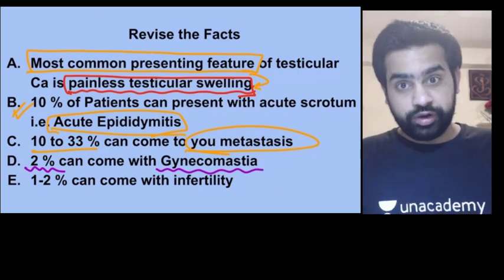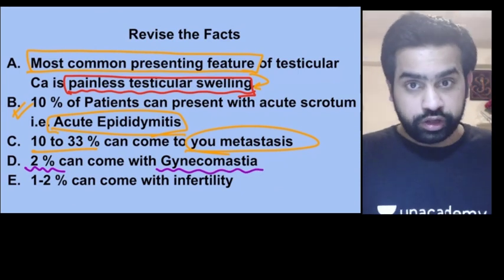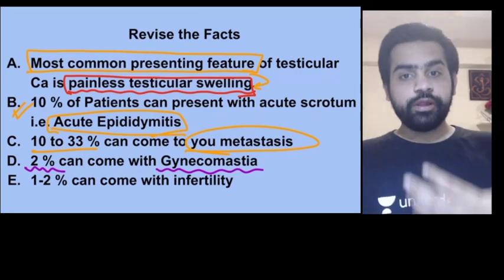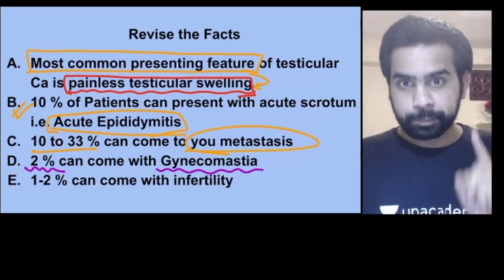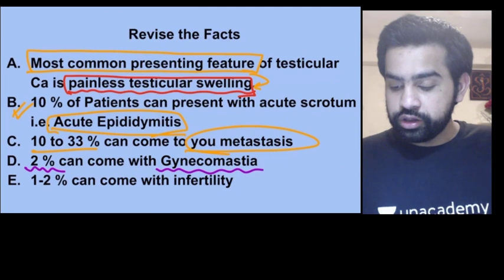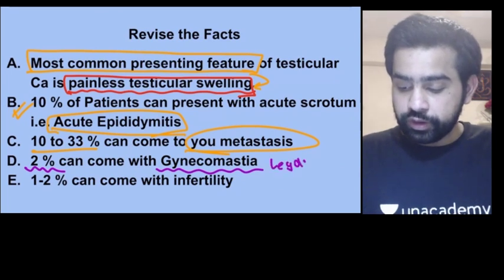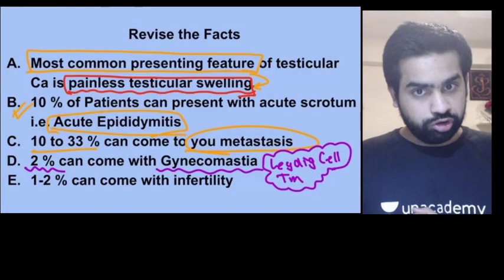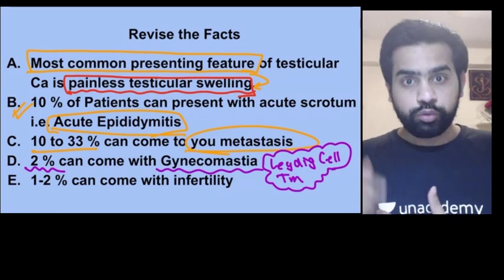Gynecomastia, really? If I ask you which testicular tumor has a propensity to present as gynecomastia, and your answer is Leydig cell tumor, you are absolutely correct. Why? Just recap: what do Leydig cells produce? Leydig cells produce testosterone, and because they are producing testosterone, what is going to happen?